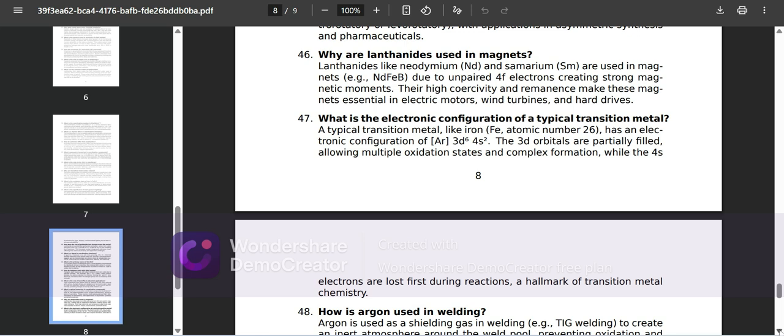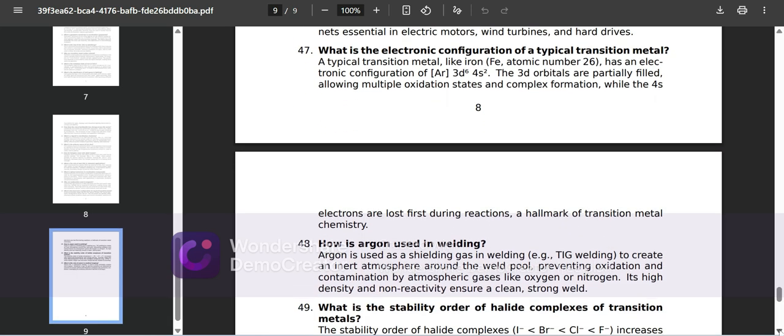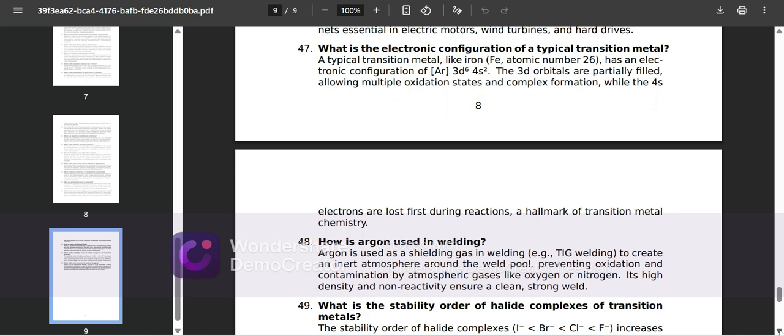Why are lanthanides used in magnets? Lanthanides like neodymium, Nd, and samarium, Sm, are used in magnets, for example Nd2Fe14B, due to unpaired 4f electrons creating a strong magnetic moment. Their high coercivity and remanence make these magnets essential in electric motors, wind turbines, and hard drives.